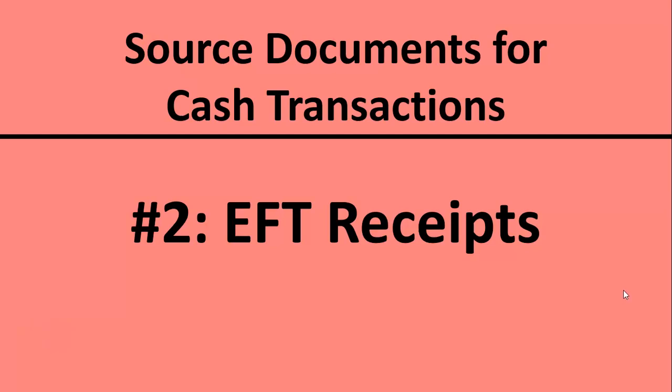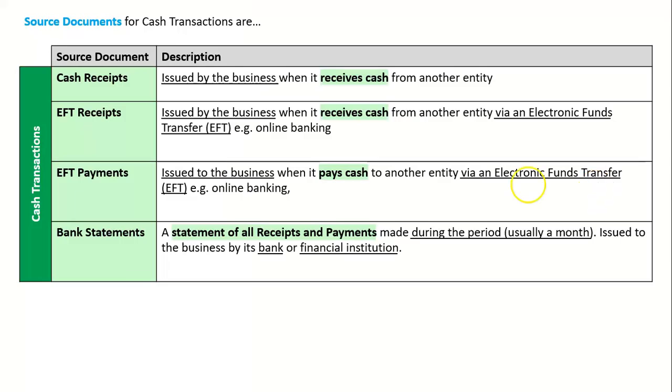Our second type of source document for cash transactions is number 2, EFT receipts. And the best way to think about those ones is it's those pesky little things that get attached to your actual receipt when you buy something in a store. So what is an EFT receipt?